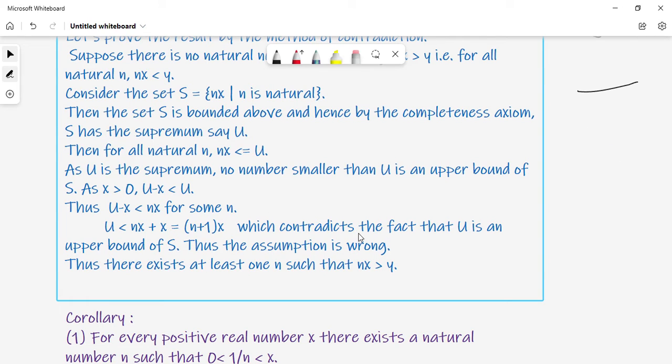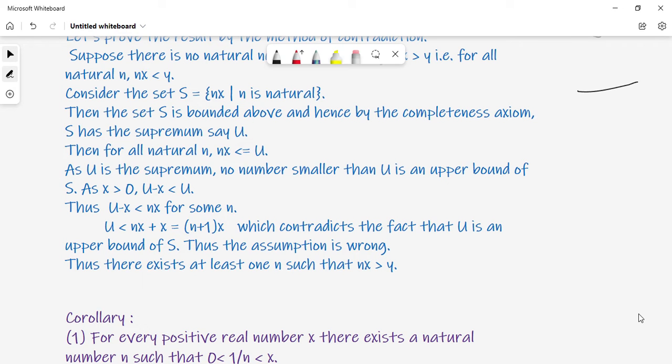So that fails, meaning our assumption is wrong. This means there must be at least one n for which n times x will be greater than y. So hence the Archimedean property is true.